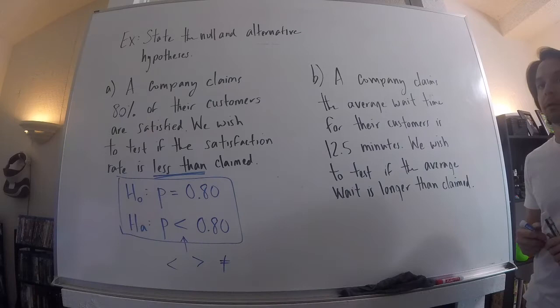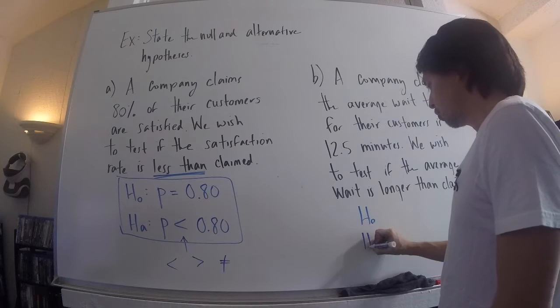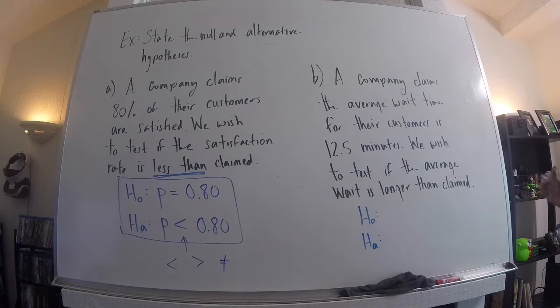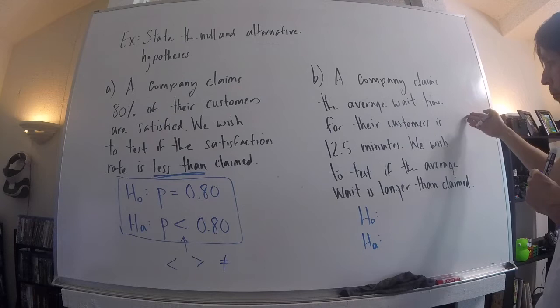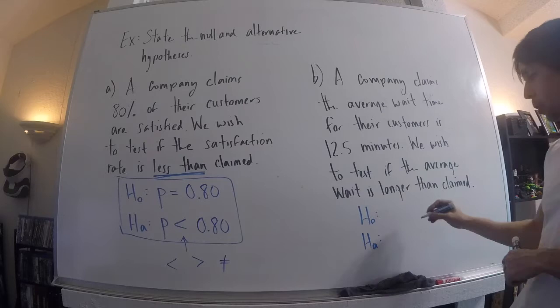Okay, we can start setting up the same way. H0, HA. We have to decide on the parameter. So it's a question of, is this means or proportions? Are we looking at percentages of something or averages of something? Average wait time is 12.5. We're doing means. So the parameter that we're testing for is mu.